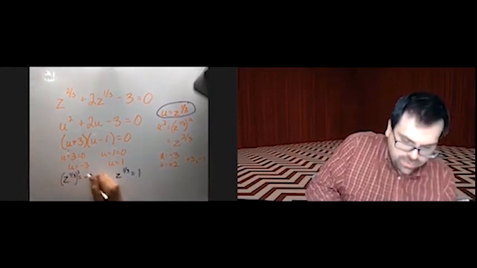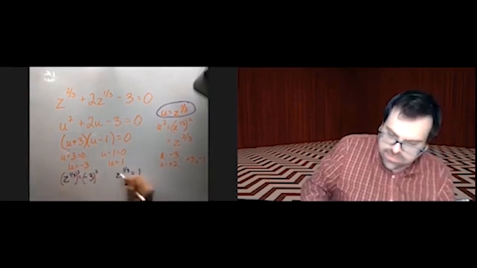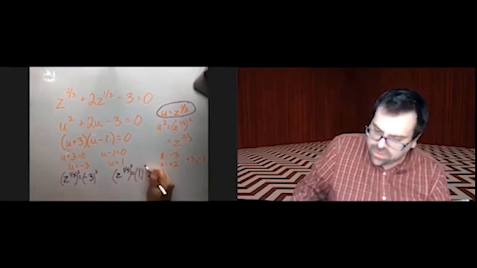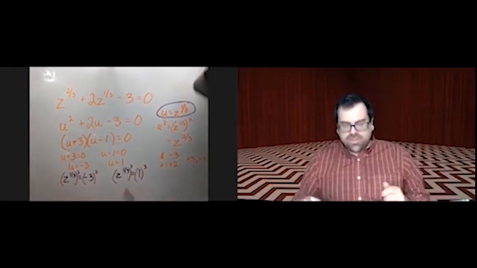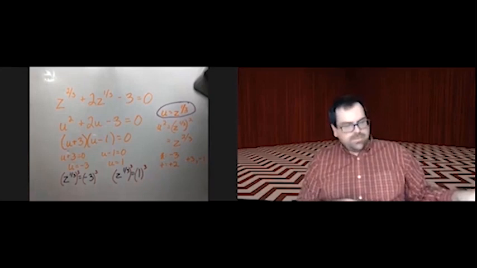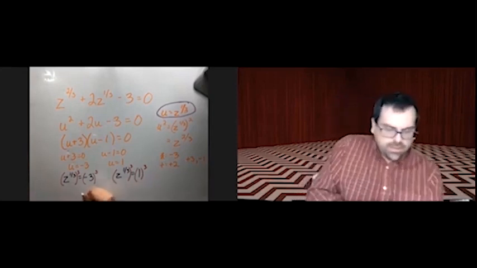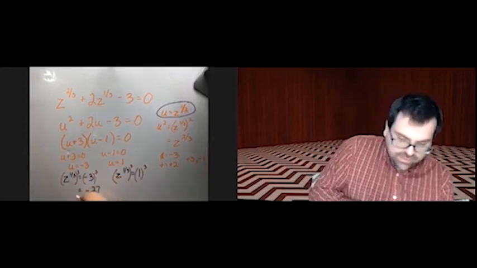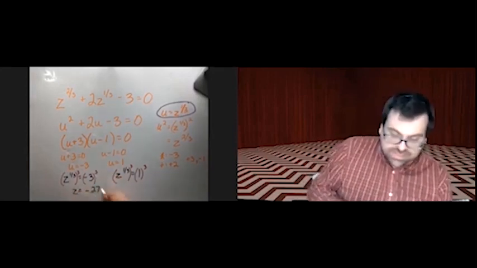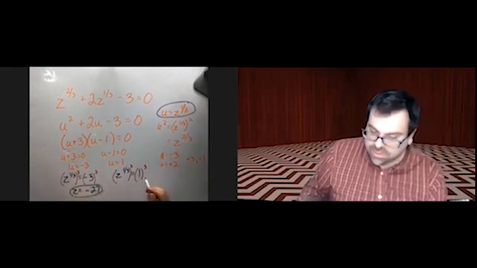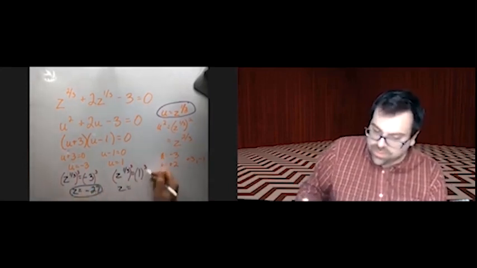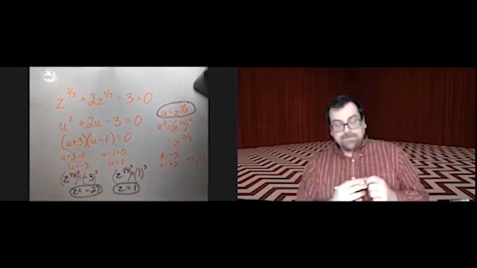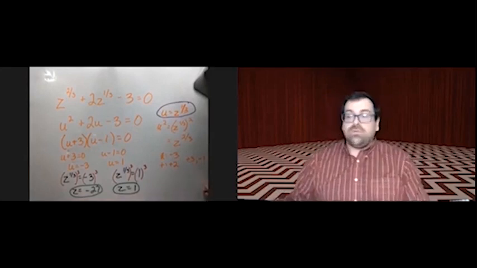Cube both sides. Because cubing the 1/3 power cancels them out. 3 over 3 is 1. Negative 3 to the 3rd is negative 27. So z is negative 27. 1 to the 3rd is 1. Z is 1. Negative 27 and 1 would be the answers.